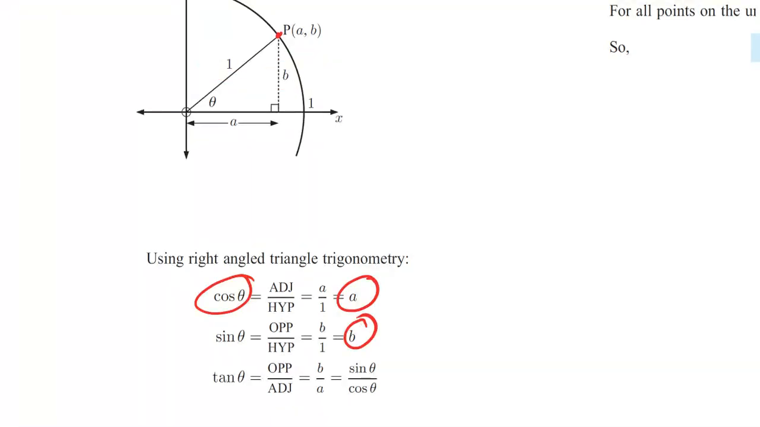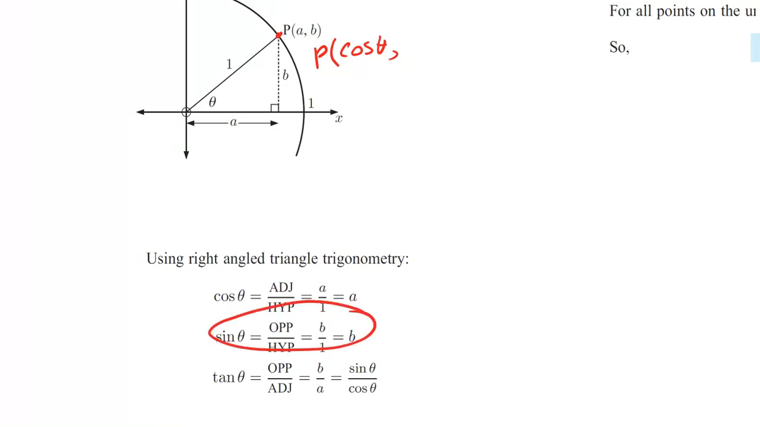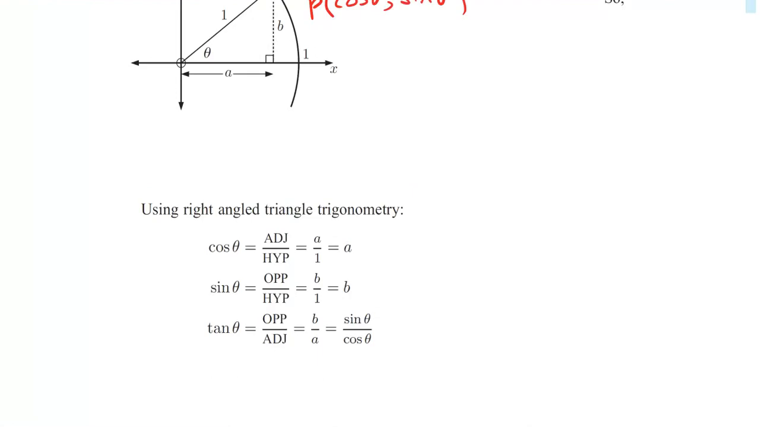This basically helps us to come up with the fact that this point P could be defined not in terms of A and B, but in terms of theta. Because if we think of the point having an x coordinate of A, we've just seen that that x coordinate of A is the same thing as the cosine of the angle. The y coordinate being B is of course the sine of the angle. So therefore we can swap that in here. We could define that point to be, rather than A, B, cosine theta, sine theta.